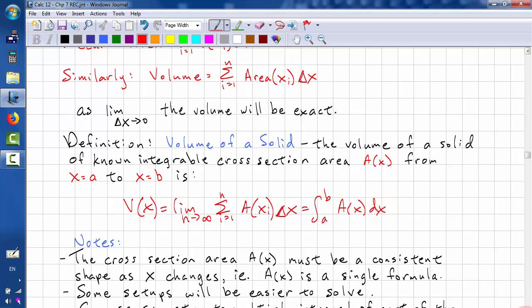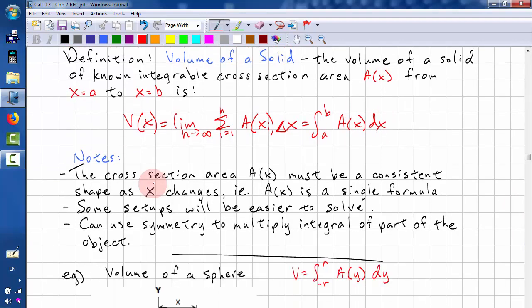This is important: the cross-section area must be a consistent shape as x changes. That way A of x is a single formula, and some setups will be easier to solve than other setups. And we can also use symmetry to multiply the integral of part of the object.